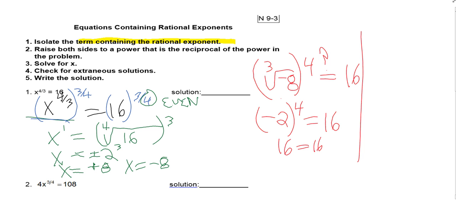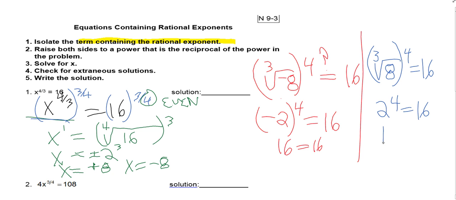And now let's go check the positive one. Same situation, right? You have the 3rd root of 8, and then we're going to raise it to the 4th power and check to see if it equals 16. And of course it's 2 to the 4th, and that does equal 16. So this one checked out. The negative case checked out. So the answer is plus and minus 8. Okay, let's take a look at the next one here.